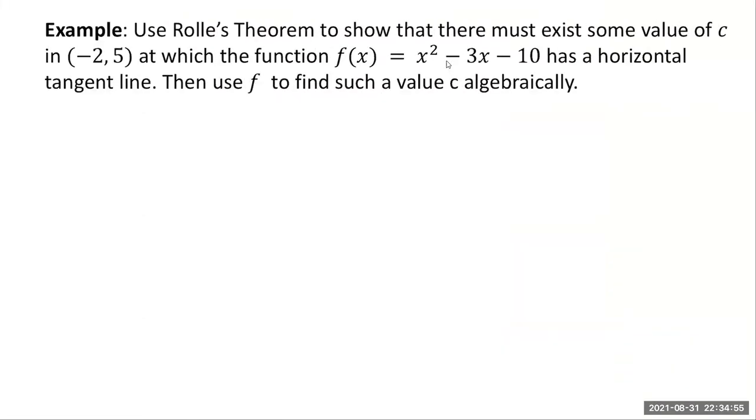Okay, the next example I want to go over is this example. Use Rolle's theorem to show that there must exist some value C in the interval -2, 5, at which the function f of x equal to x squared minus 3x minus 10 has a horizontal tangent line. Then use f to find such a value C algebraically. Let's worry about this one later. So how do you show that there exists a point C in this interval at which this function has a horizontal tangent line? What do you mean by having a horizontal tangent line at x is equal to C?